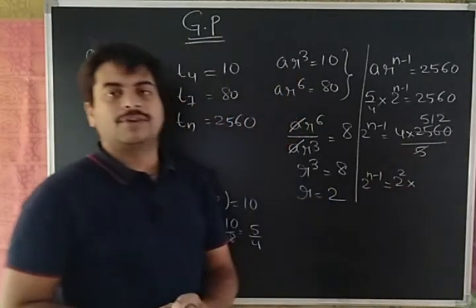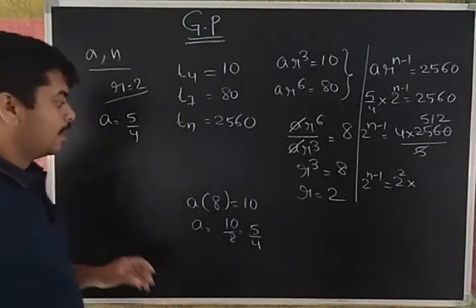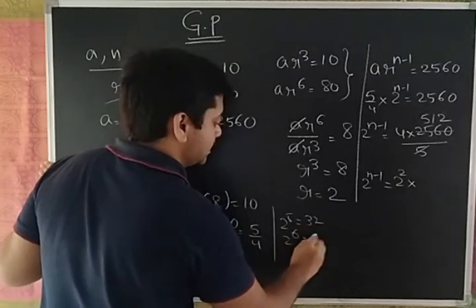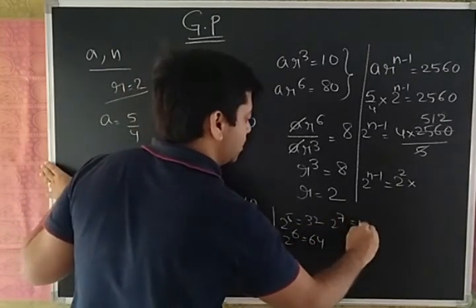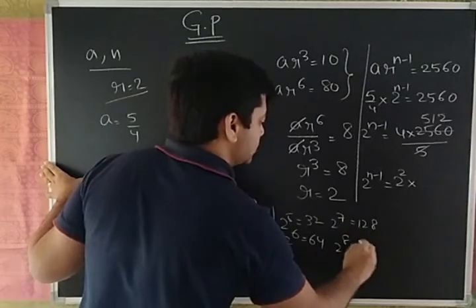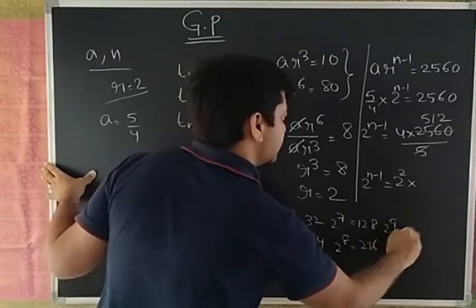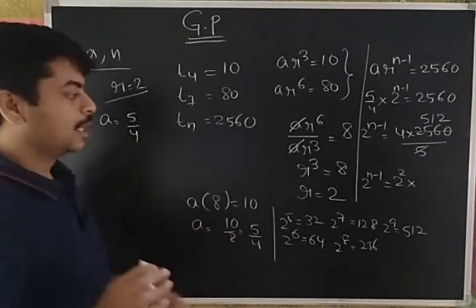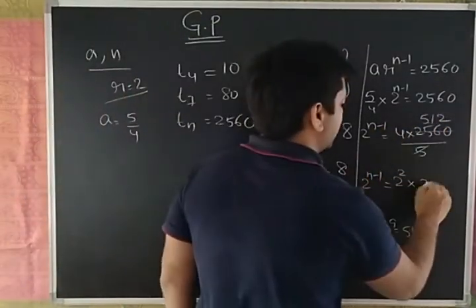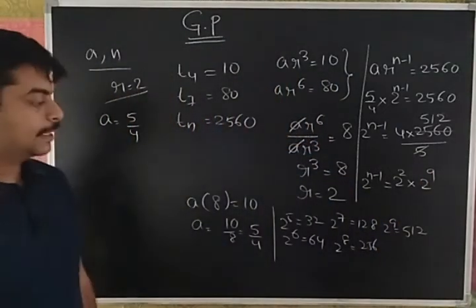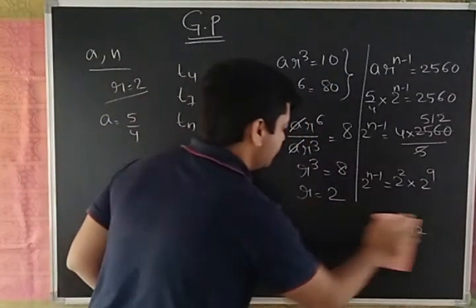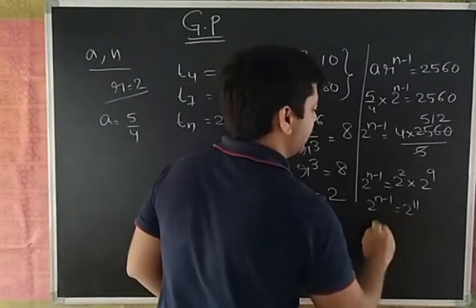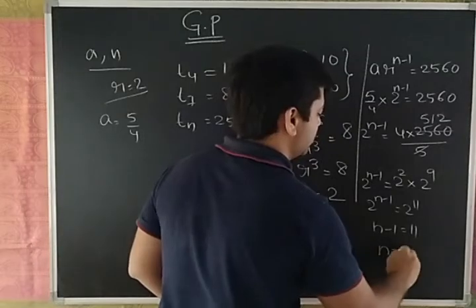What is 512? Can you tell me? See, 2 power 5 is 32. 2 power 6 is 64. 2 power 7 is 128. 2 power 8 is 256. 2 power 9 is 512. You need to remember all this for easy calculation. So this is equal to 2 power 9. If you equate the powers, 2 power n minus 1 is equal to 2 power 11. N minus 1 is equal to 11. N is equal to 12.